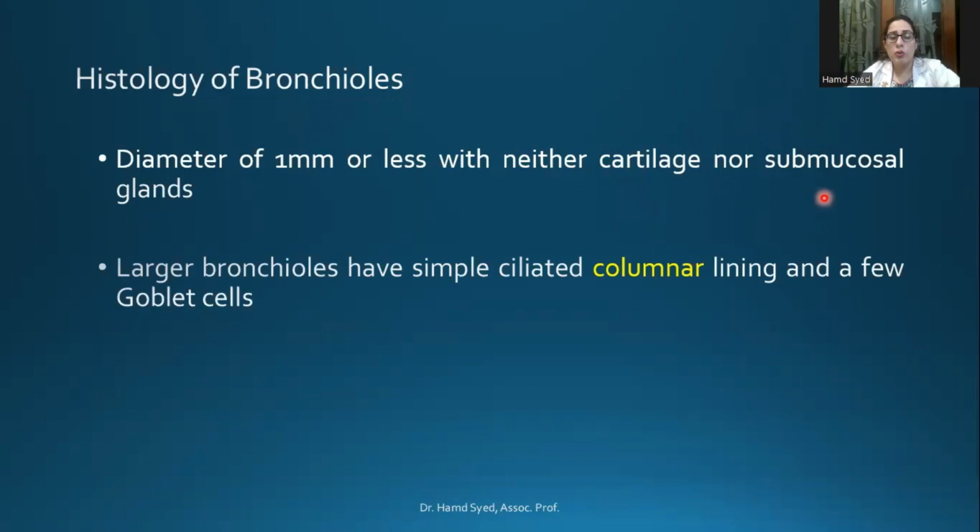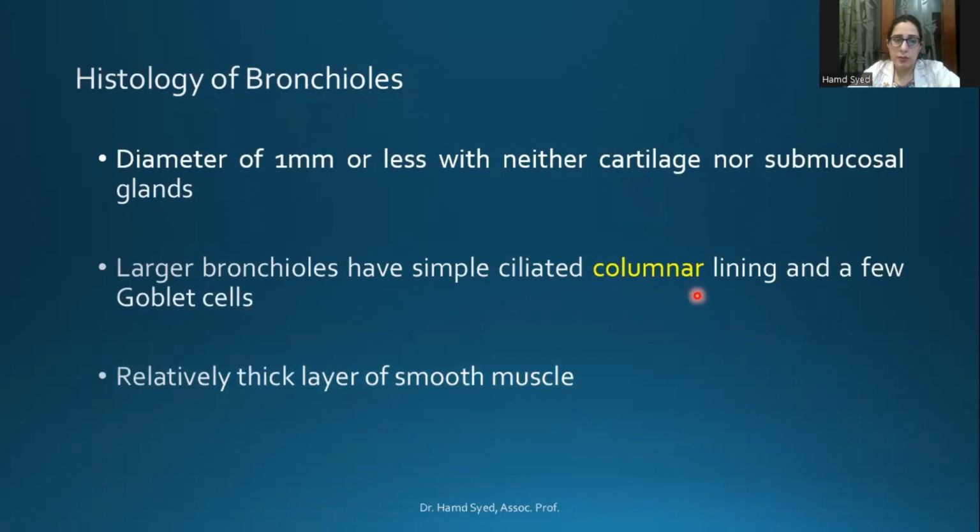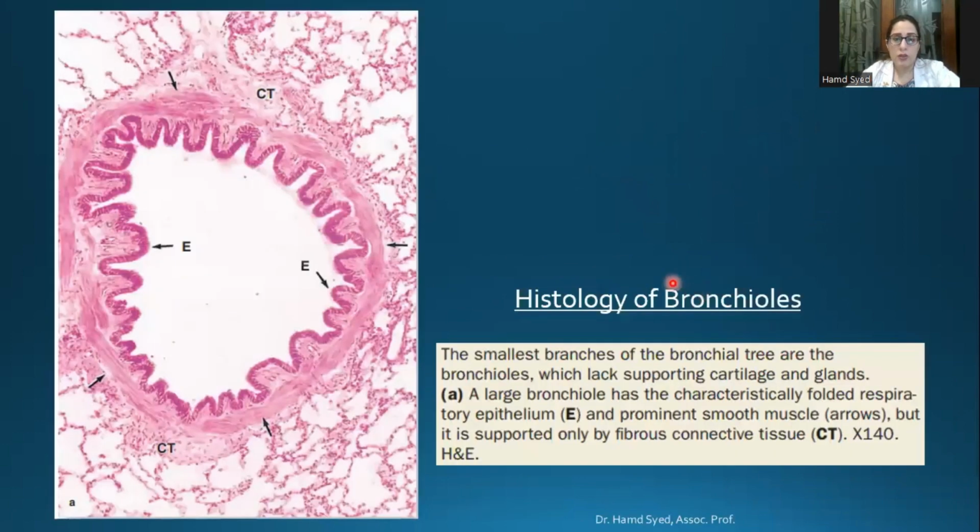The larger bronchioles, their epithelium also has now changed from respiratory pseudostratified epithelium to a simple ciliated columnar lining with a fewer number of goblet cells. Relatively thick layer of smooth muscle is present. So here is the histomicrograph, an H&E stain section of the bronchiole.